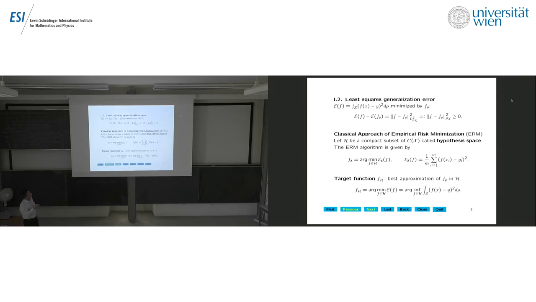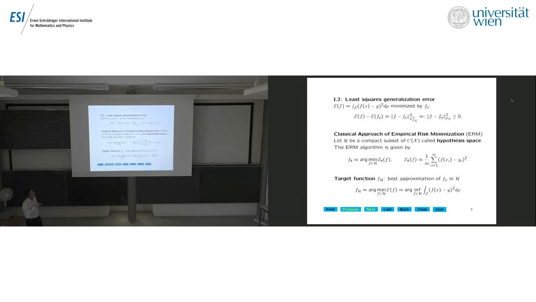Now we measure the error of a function f from the target function f_rho by the least squares error, taking integration of the least squares error over the whole space with respect to the underlying probability distribution, which is unknown. So in order to approximate this target function f_rho, we discretize this least squares error, replace it by a sample mean for a fixed function f, and then we try to minimize this quantity over a set of functions called the hypothesis space. So the key is the hypothesis space H, which you would expect the underlying function should be inside of. So H should be large enough to contain reasonable functions.